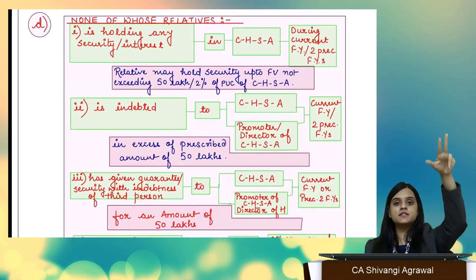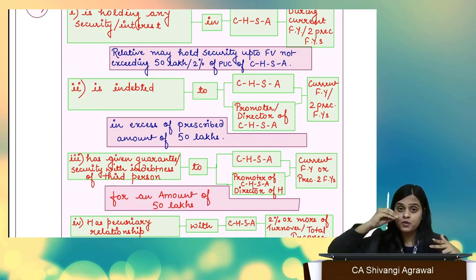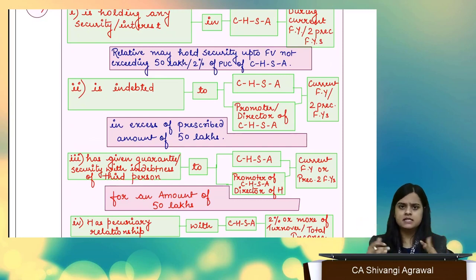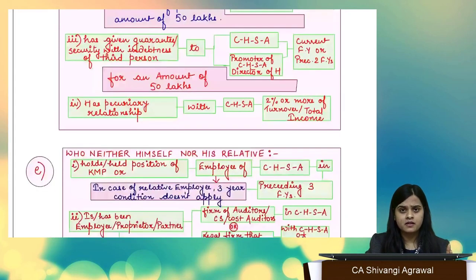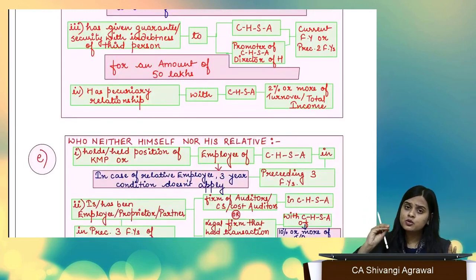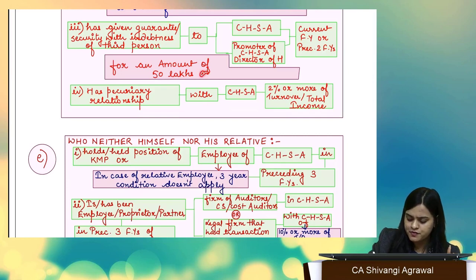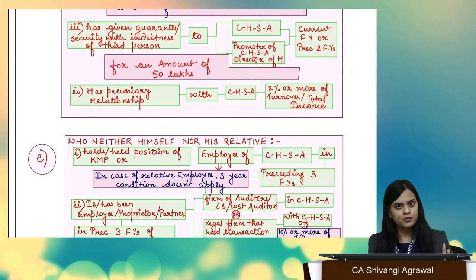Then comes D, which is for the relatives. Your relative should not be holding security in CHSA. There is a limit that if it holds security up to 50 lakh or 2% of paid up capital, it is allowed. Your relative should not be indebted to CHSA or PD of CHSA. If it is indebted in an amount of less than or equal to 50 lakhs, it is allowed. Your relative should not give a guarantee to CHSA or promoter of CHSA or director of H. If it gives a guarantee for an amount less than 50 lakhs, it's okay. Your relative should not have a pecuniary relationship with CHSA for an amount of 2% or more of turnover or total income. Pecuniary relationship, again monetary relationship.